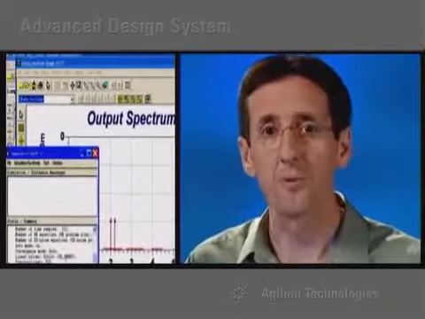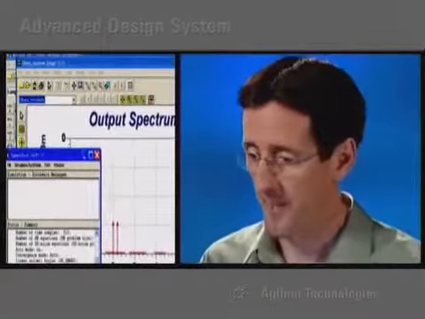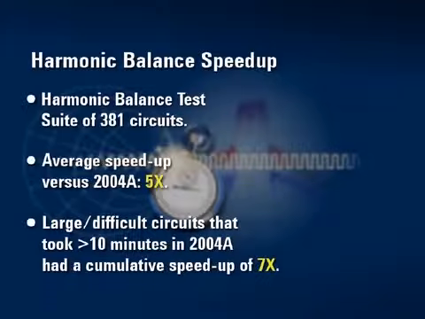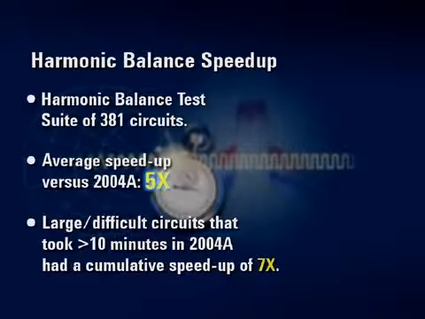We have also improved the raw speed of the simulator. The total time it took to run our test suite of 381 circuits was over 5 times faster in 5A versus 4A. For larger, difficult circuits that took greater than 10 minutes in 4A, we've seen a cumulative speedup of 7 times faster. Of course, the speedup varies from circuit to circuit and is generally faster for larger circuits.